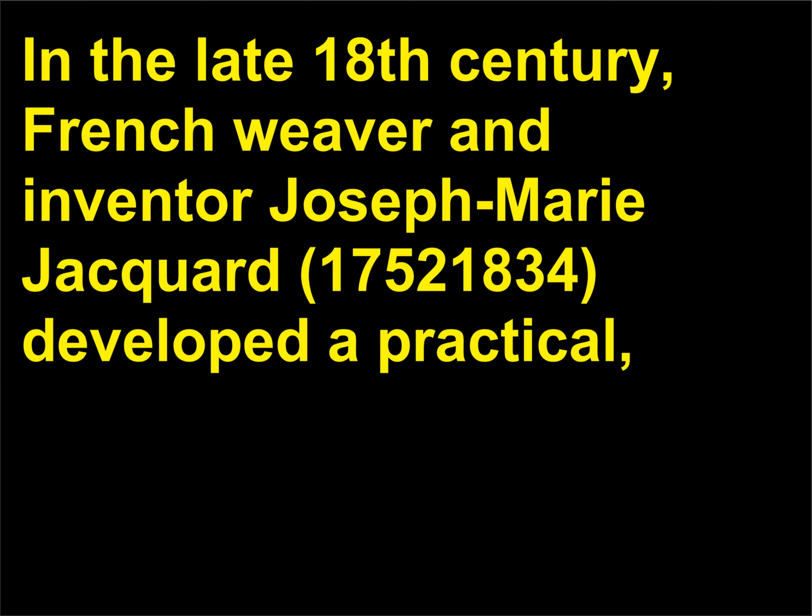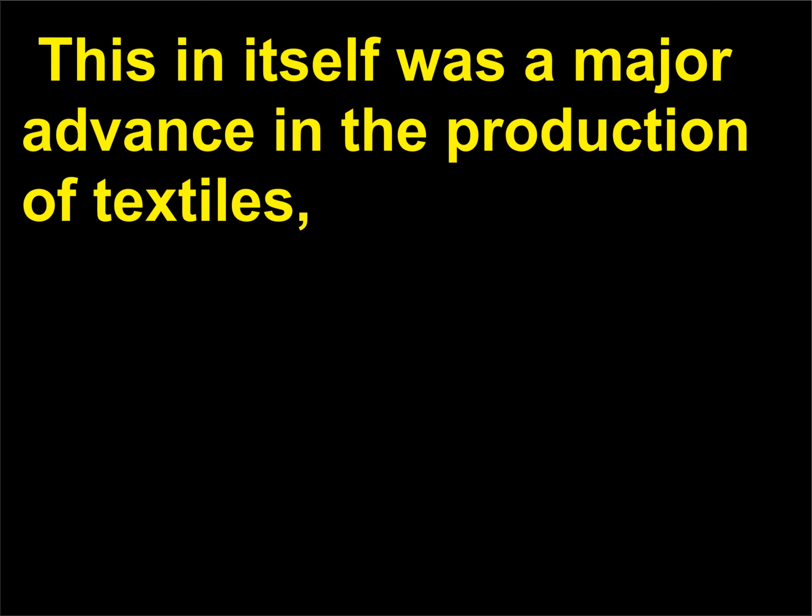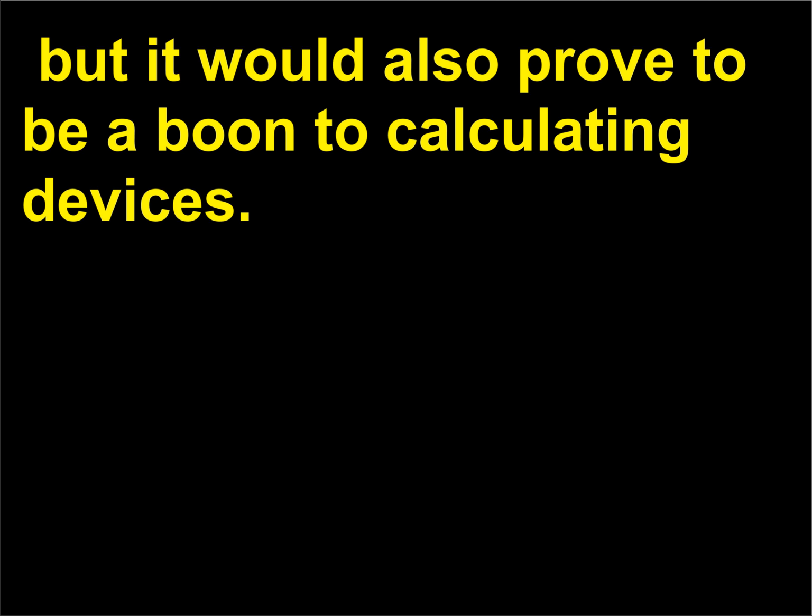In the late 18th century, French weaver and inventor Joseph Marie Jacquard, 1752-1834, developed a practical automatic loom that wove patterns into fabric. It was controlled by a linked sequence of punched cards. This in itself was a major advance in the production of textiles. But it would also prove to be a boon to calculating devices.